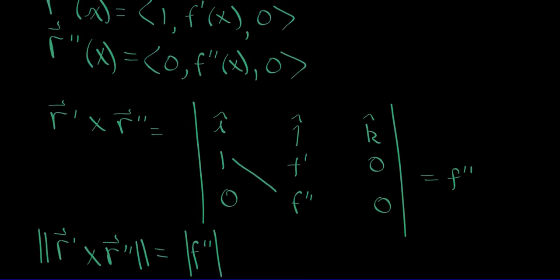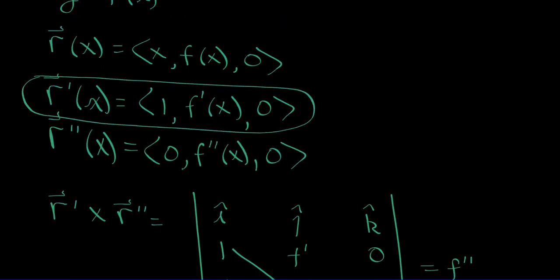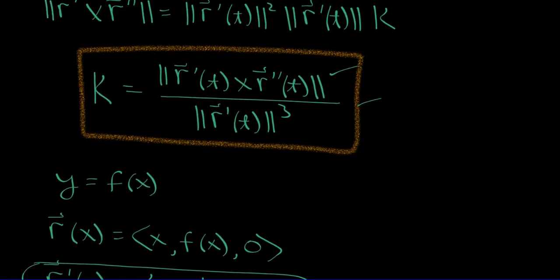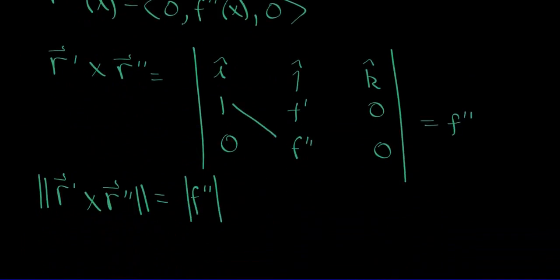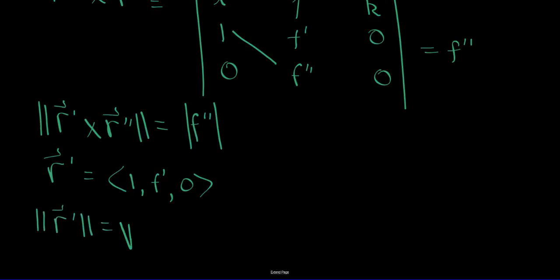Now, one more thing I want to do. Remember we said this right here, this was the magnitude of r prime. We've got the top of this right here, now I've got to get the bottom. So what I'm going to do is r prime of x. R prime was equal to, what was it? Was it 1, f prime, and 0? Now let's get the magnitude of that. So here goes the magnitude. Isn't it the square root of 1 plus f prime squared, right?